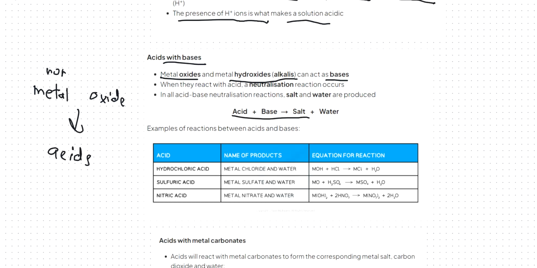And these are some famous acids you have to know: hydrochloric acid, sulfuric acid, and nitric acid. All of them are strong acids. And so you don't have to know this.